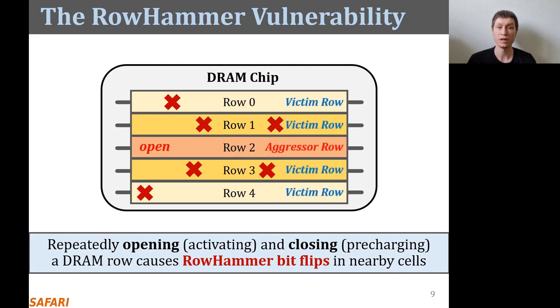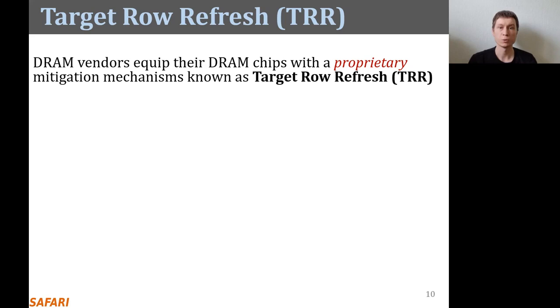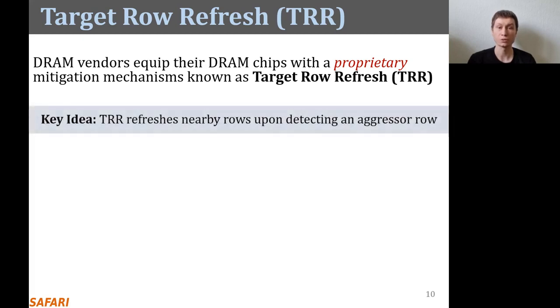We refer to the rapidly accessed row as an aggressor row, and the rows containing bit flips as victim rows. To protect their DRAM chips against RowHammer, DRAM vendors currently implement proprietary RowHammer mitigation mechanisms typically called target row refresh, or TRR. The key idea of TRR is to refresh nearby rows upon detecting an aggressor row.